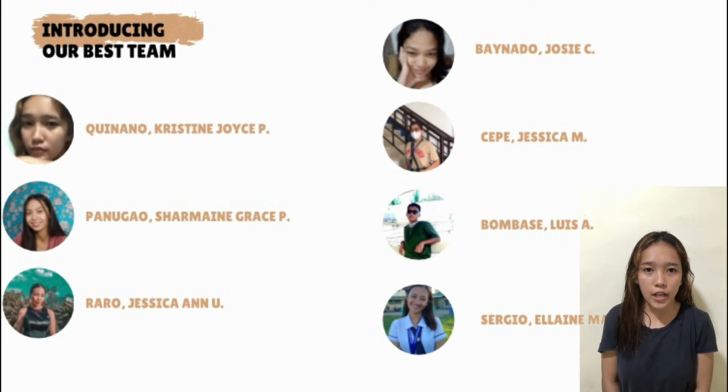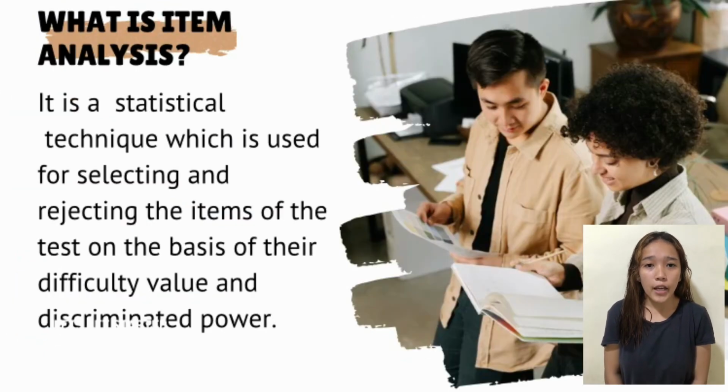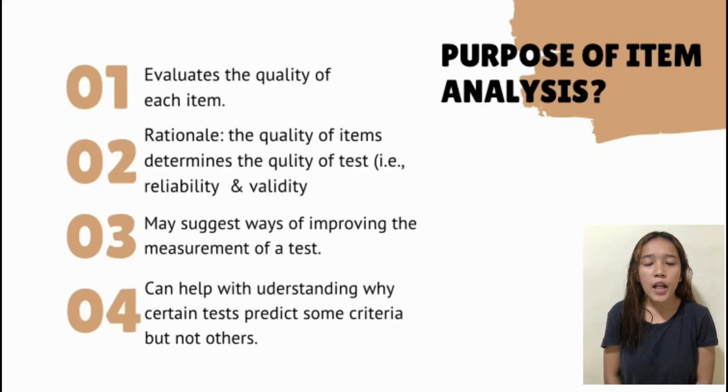So at this very moment, I would like you all to listen because I will now begin our discussion. So what is item analysis? Item analysis is a statistical technique which is used for selecting and rejecting the items of the test on the basis of their difficulty value and discriminating power. The purpose of item analysis is to evaluate the quality of each item. The quality of items determines the quality of test reliability and validity.